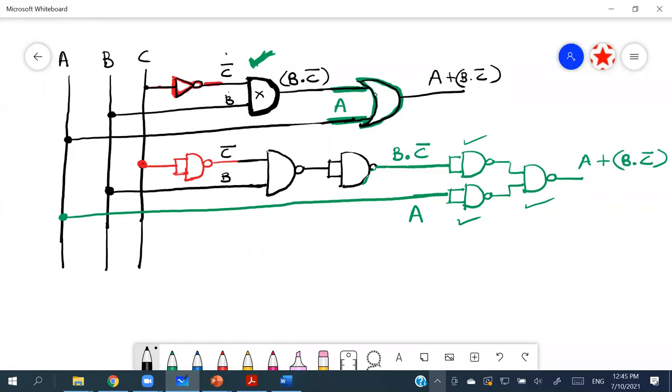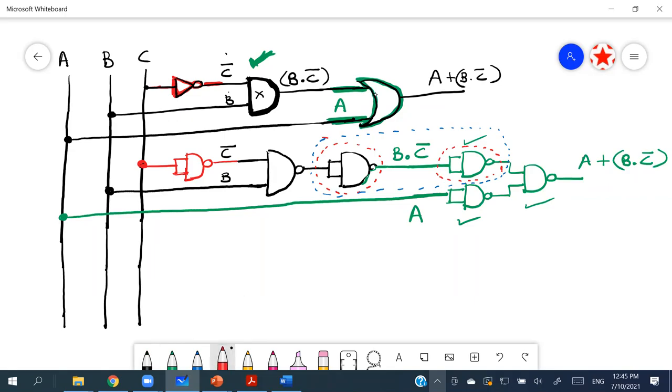Okay, so how are we going to reduce the things? When a NOT circuit is placed in front of a NOT circuit, we can cancel that. So as you can see, this is a NOT gate alone, right? And this is a NOT gate alone, right? So when they are connected like this together, one after the other, we can cancel those two, right?